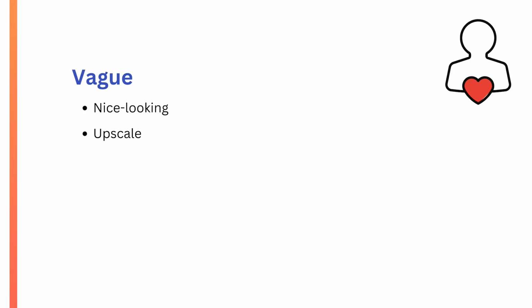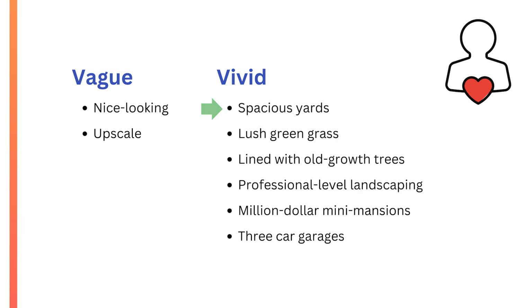If I was sharing an example or story about a, quote, rich neighborhood, for example, I would have to do better than using vague language like nice looking or upscale. Instead, I would use vivid language that paints a picture in listeners' minds. I would talk about how the homes in this neighborhood have spacious yards with lush green grass. The streets are lined with old growth trees. I would talk about the professional level landscaping that surrounds these $1 million mini mansions with 3-car garages.